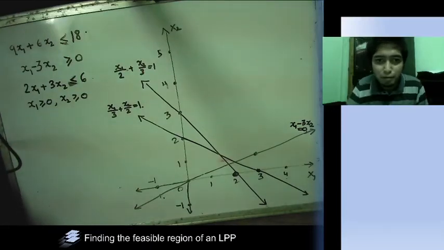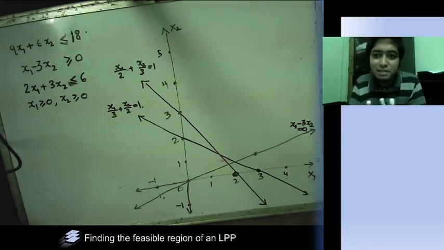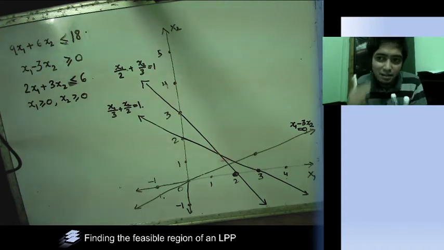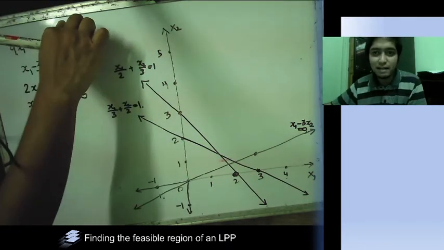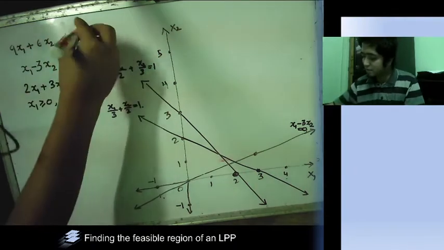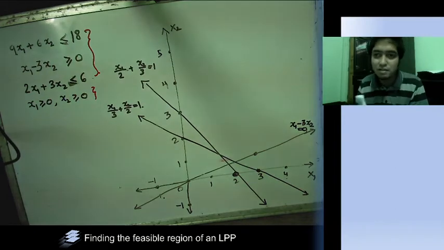Hello, so today we will learn about how to find the feasible region of an LPP. You must remember that the feasible region only depends on the constraints and the non-negative conditions. It does not depend on the objective function. That is why over here, let the objective function be anything. We have these three constraints and these two non-negative conditions.